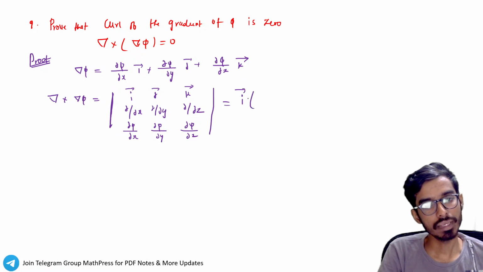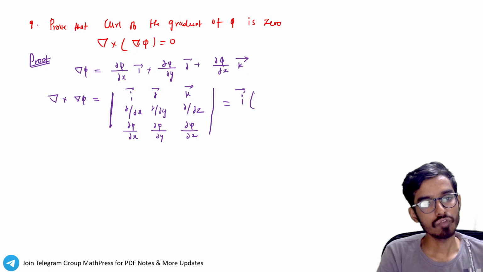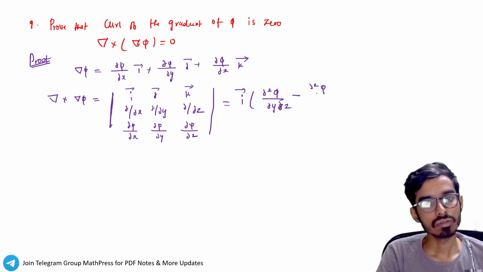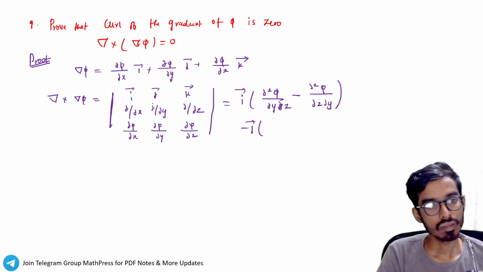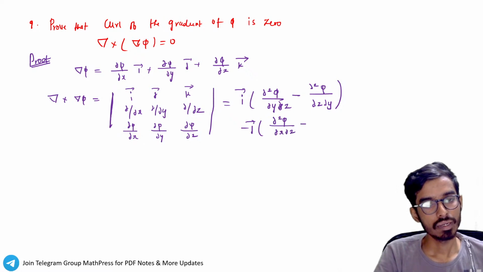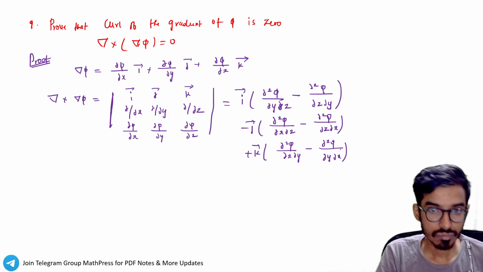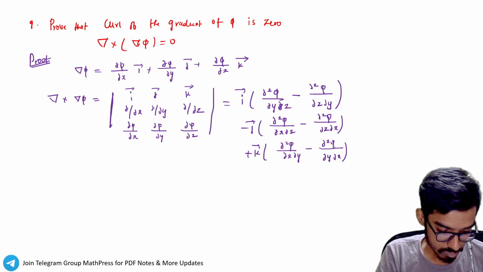So expand this. It will be i vector into dou by dou y of dou phi by dou z, which is dou square phi by dou y dou z minus dou square phi by dou z dou y, minus j vector into dou square phi by dou x dou z minus dou square phi by dou z dou x, plus k into dou square phi by dou x dou y minus dou square phi by dou y dou x, right?